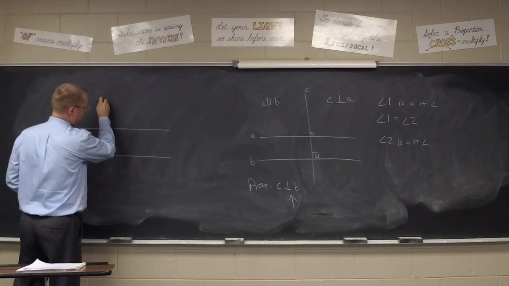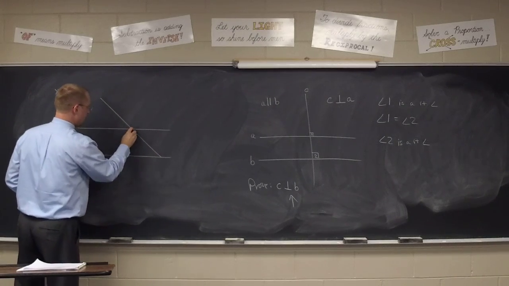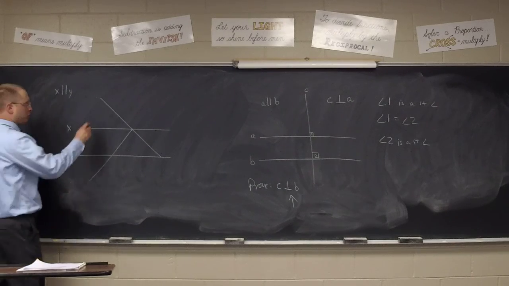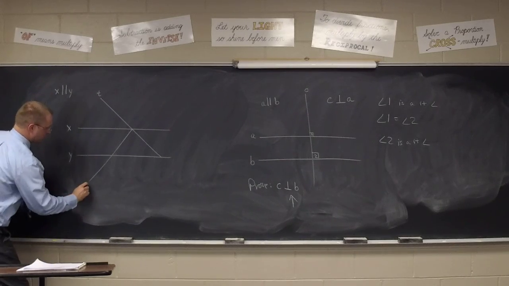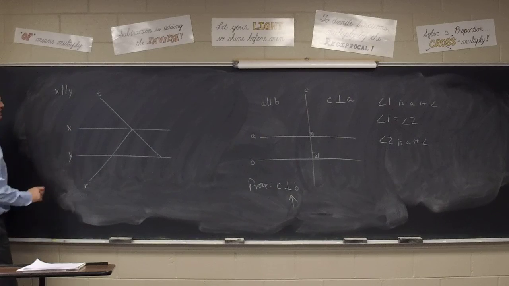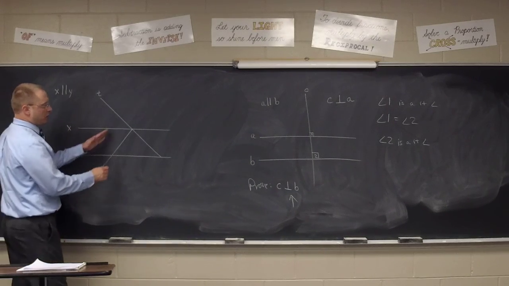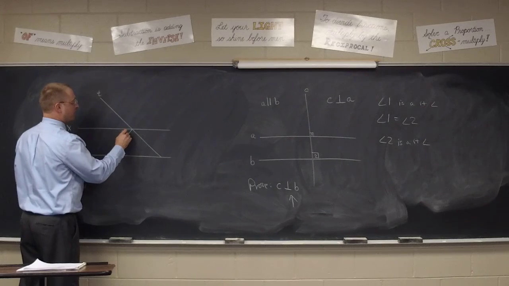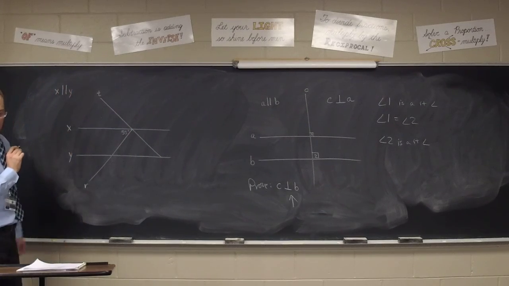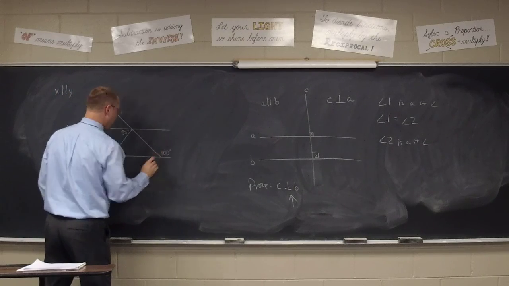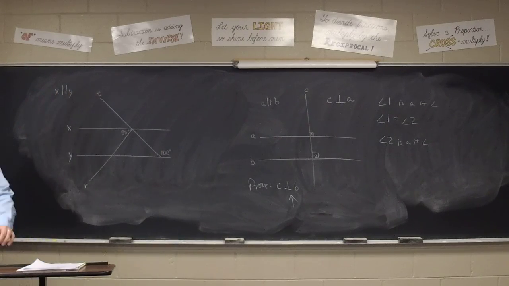And I'm going to draw a couple of lines like this, a couple of transversals. We'll call this T, and we'll call this R. All right, so we got a couple of transversals, T and R. Let's suppose we know that this angle right here is a 55-degree angle. And let's suppose we know that this angle here is a 100-degree angle.